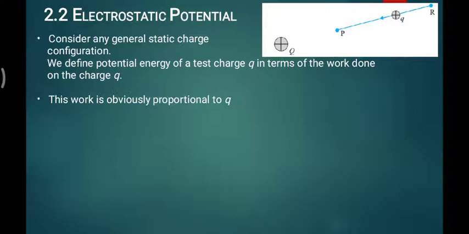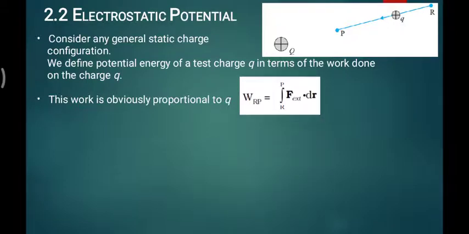Now this work is obviously proportional to q. How? Let me explain. As we saw in part number 1, for bringing the charge from the point r to the point p in the system, we need an external force F to drag our charge from r to p. That force is the Coulomb force, F equal to q1 q2 upon, or maybe it is expressed as depending on q. So ultimately the work also depends on charge. That is clear to you now.